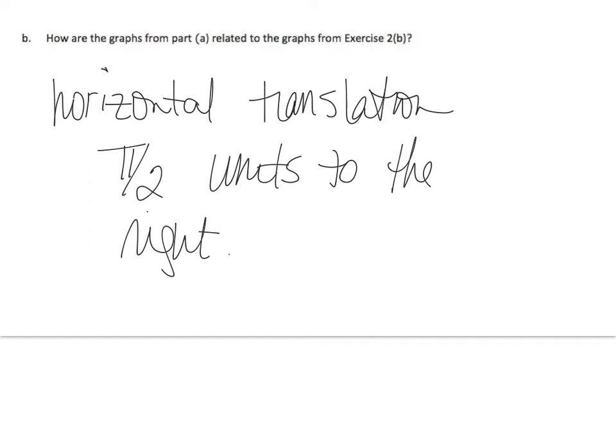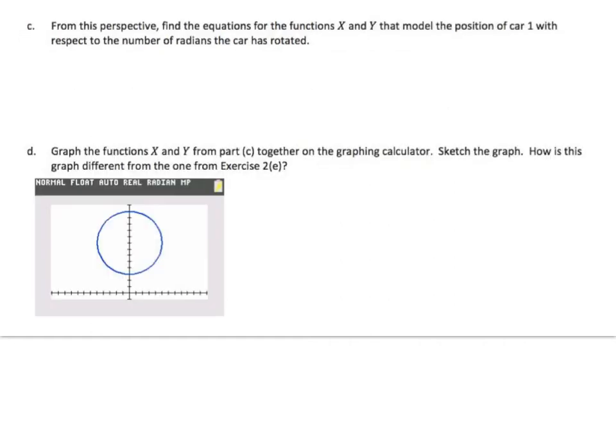So there is the difference, how they're related. From this perspective, find the equations for the functions x and y that model the position of car 1 with respect to the number of radians the car has rotated. Hold on a second, I'm going to go grab those graphs and then we can look at it. They are a little bit small, but you should have them written on your paper also.